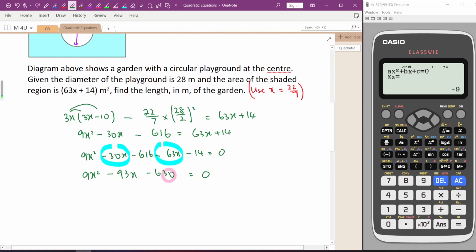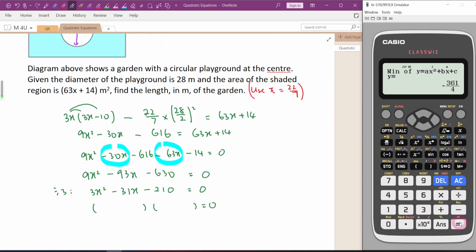Now you notice that this whole equation can be divided by 3, right? Let me make the numbers become smaller. Now I'm going to do the factorization. Since the numbers are quite big, let me use our calculator to help us do the factorization. 3, negative 31, negative 210. Okay, 15 and negative 14 over 3. Let me copy first.